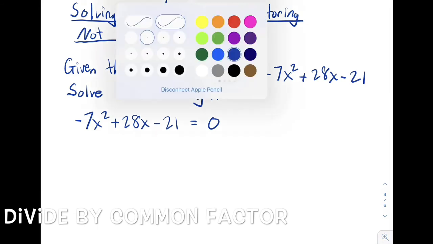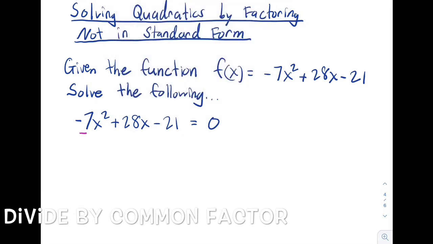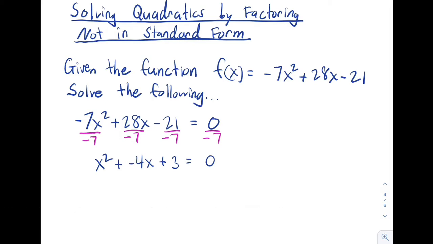So the first thing that we did, remember before, we divide, right? If you have a common factor, we can divide by negative 7, if they all have a common factor. If we do that, then we have a new equation, x squared plus negative 4x plus 3 equals 0. If we divide everything by negative 7, now we know that a is a 1 here, so it'll be easier to factor.